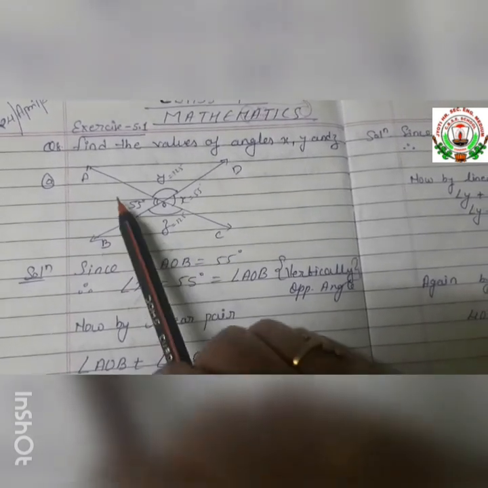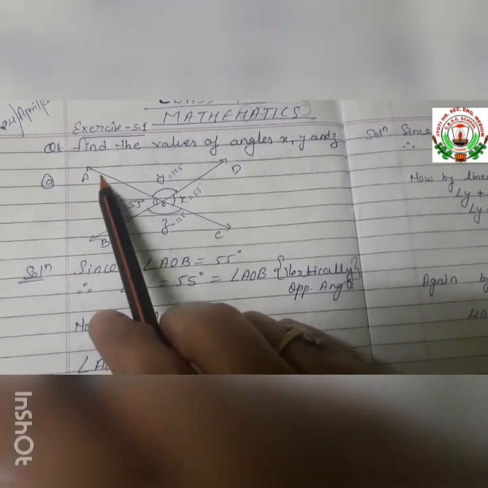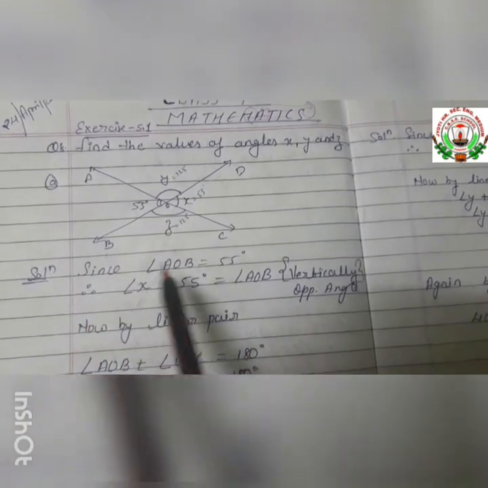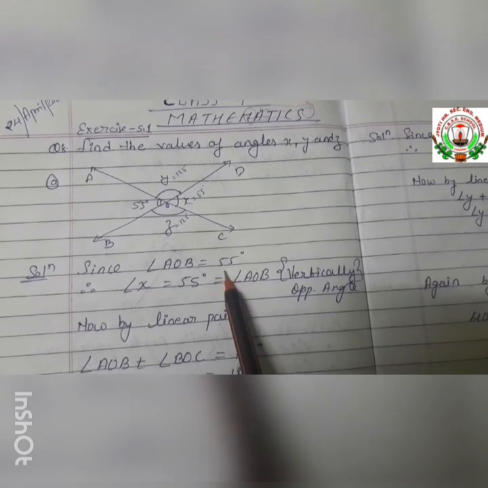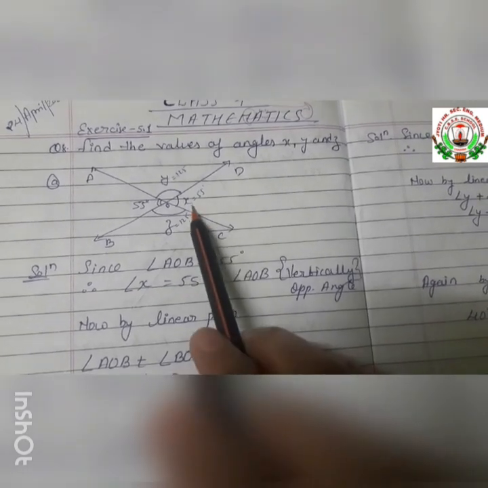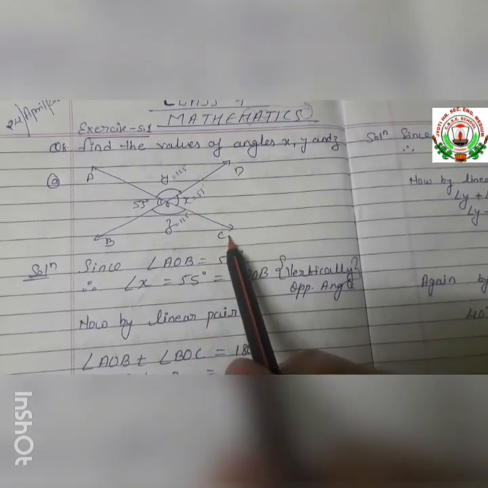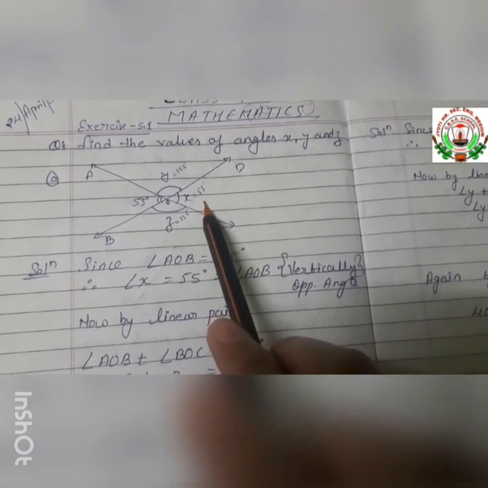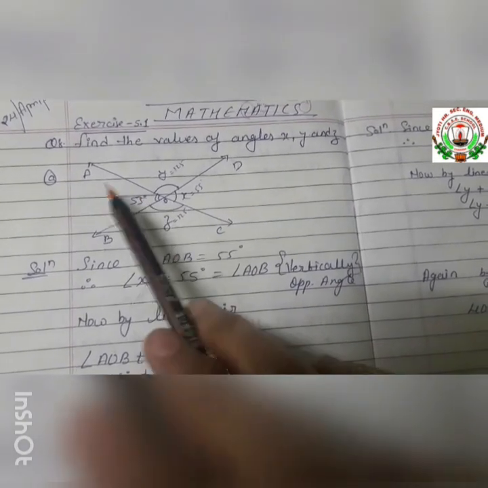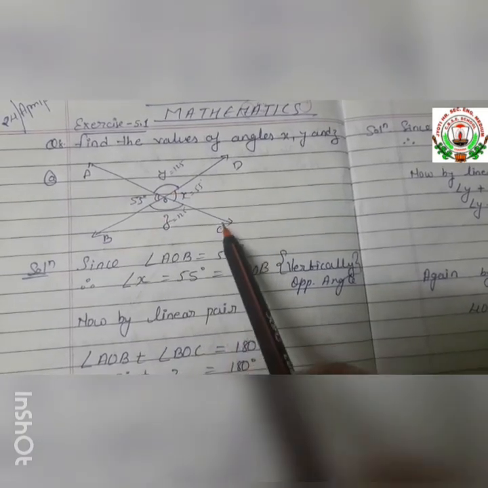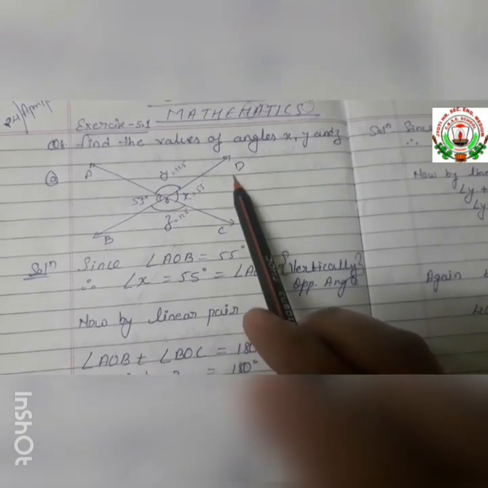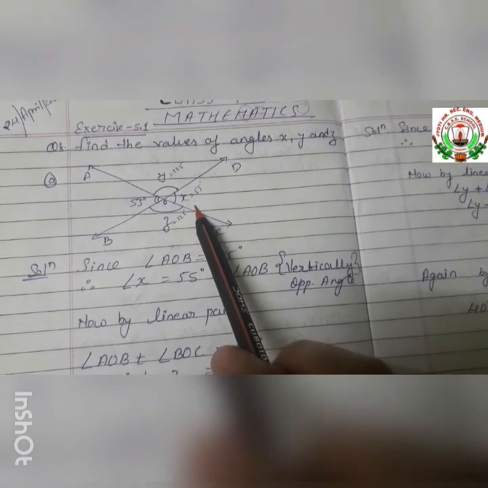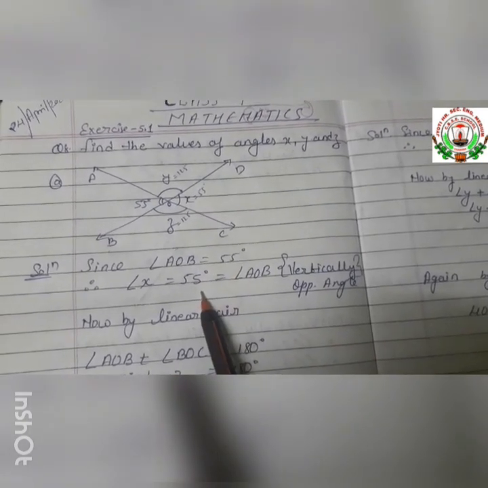Now since in the question angle AOB is given as 55 degree, therefore angle X, that means angle COD, will be equal to 55 degree. Why is it so? Because angle AOB is vertically opposite to angle COD. That's why angle X value will be equal to 55 degree.